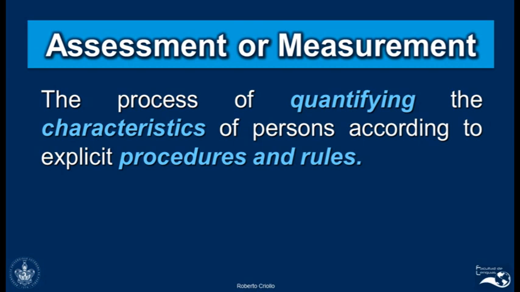So this means that when we want to evaluate two teachers, for example, to see who of them is going to get a job or a promotion, we need to measure their performance. We need to see who of those teachers is the best one. And to do that, we need to quantify the characteristics, in this case, teaching performance or teaching effectiveness, right? And we have to do it according to explicit procedures and rules.